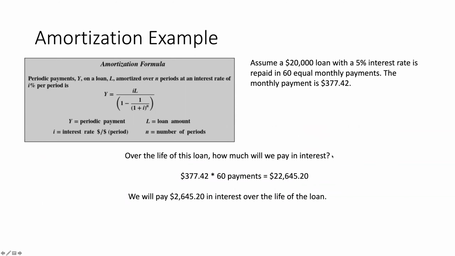Now, a follow-up question on this is, over the life of this loan, over this whole 5 years, how much are we going to pay in interest? A way to figure that out is to take the monthly payments you're going to make, that you made 60 times, and this is the total amount that we'll pay on the loan, principal and interest, over those 60 equal monthly payments for those 5 years. That means you pay $20,000 towards the loan, and you end up having paid $2,645.20 in interest over the life of the loan.